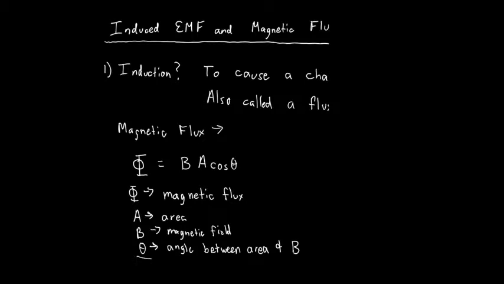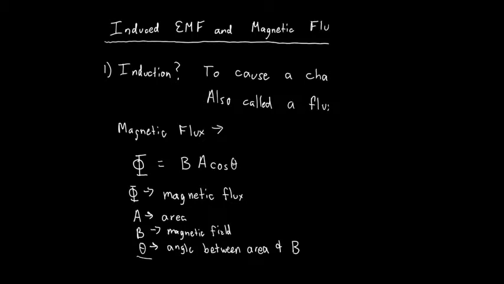And the angle theta is the angle between the area, where the direction of the area is perpendicular to your surface, and your magnetic field. So in this case, since my area and magnetic field are in the same direction, theta is going to be 0. It doesn't have to be.